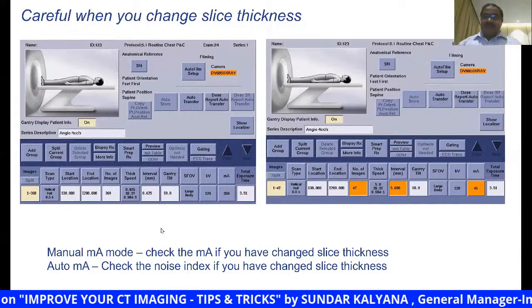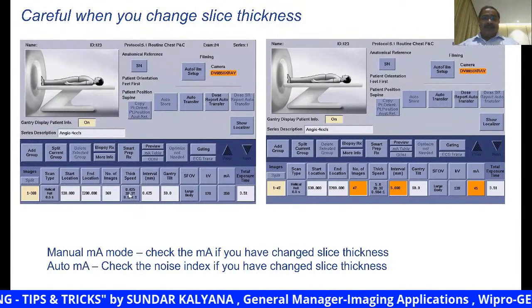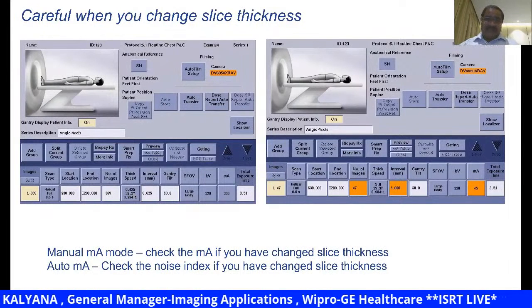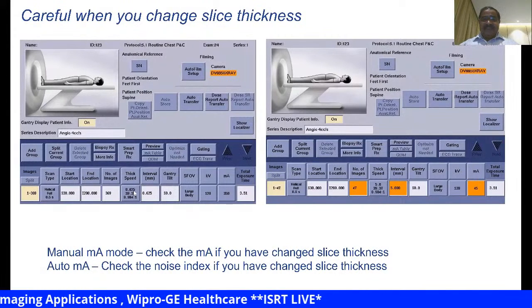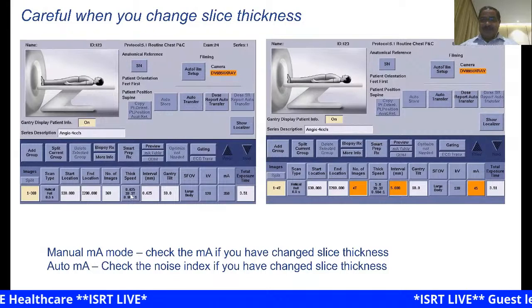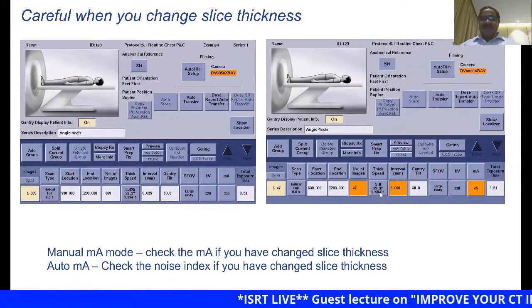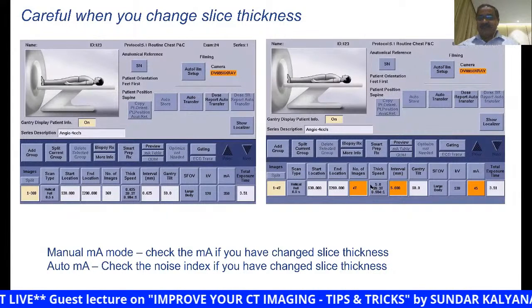And many times, slice thickness. We may set the protocol with a 0.625 mm slice in the system. Many technologists think that thin slice scanning in today's multi-slice CT will give more dose compared to thick slice scanning, and they immediately change the slice thickness from 0.6 to 5 mm. This is a case of a renal angio.